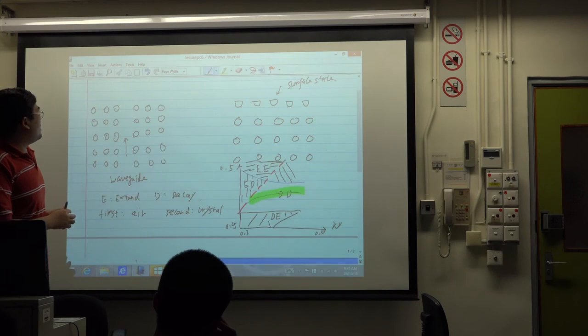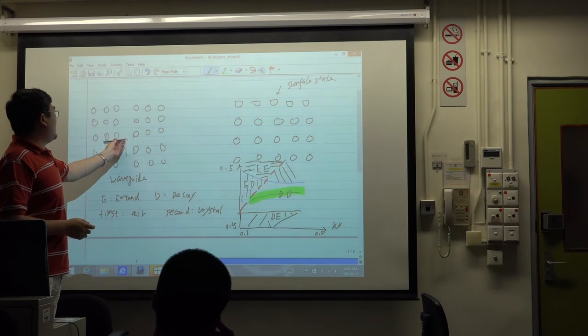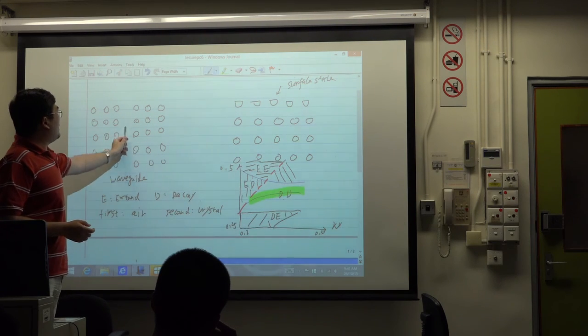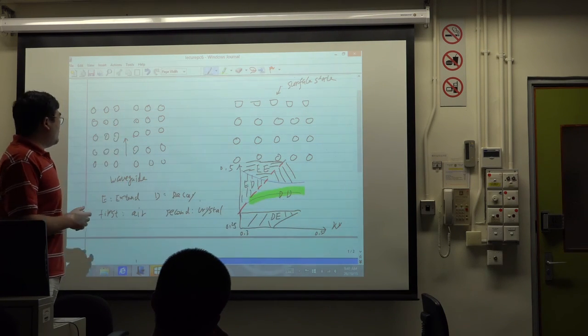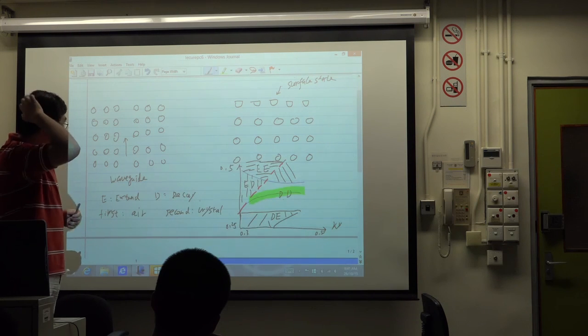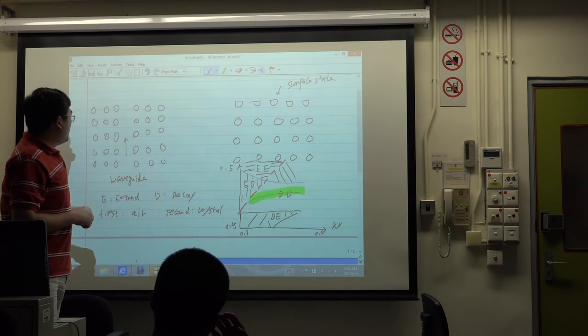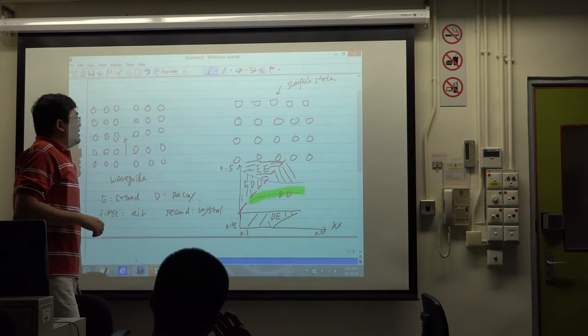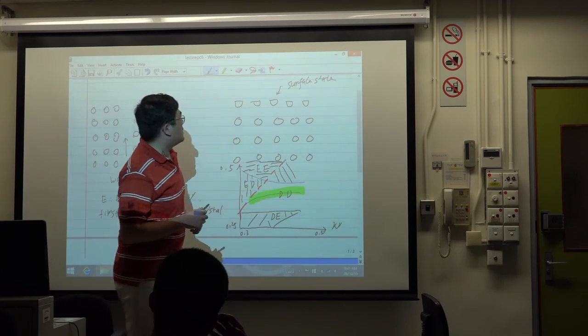Due to the band gap effect, the wave cannot propagate horizontally. It can only propagate vertically, so they can form the waveguide structure. This is for the waveguide structure. Another is the surface state.